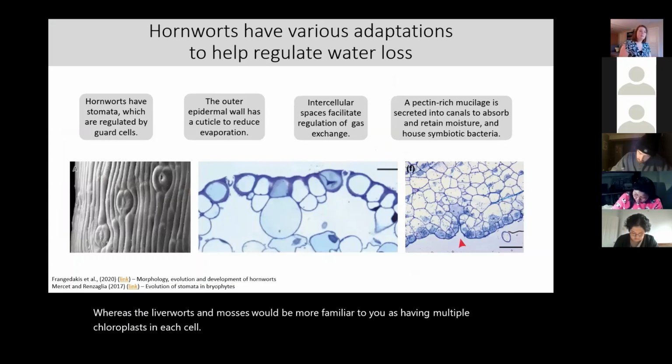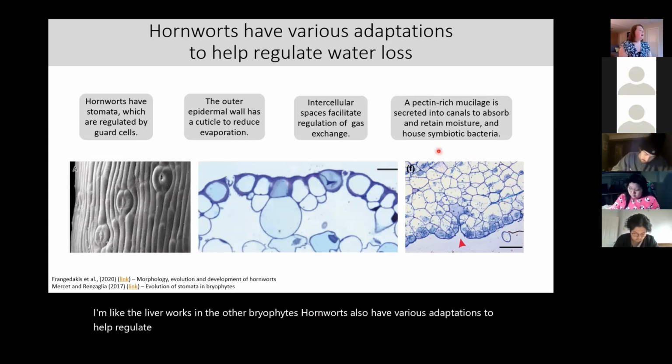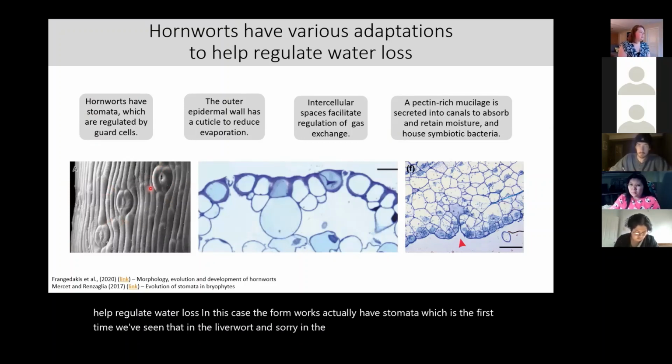Like the liverworts and the other bryophytes, hornworts also have various adaptations to help regulate water loss. In this case, the hornworts actually have stomata, which is the first time we've seen that in the bryophytes. And so these are the guard cells with the pores in the middle on the sporophyte.